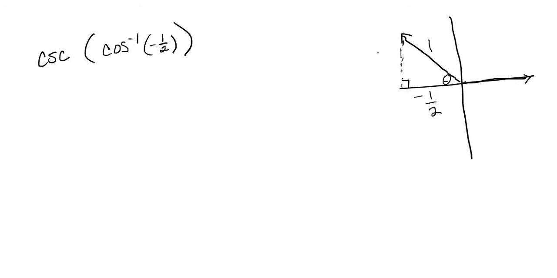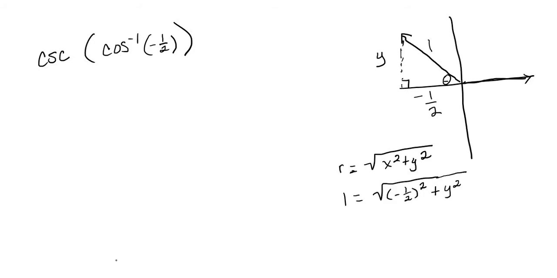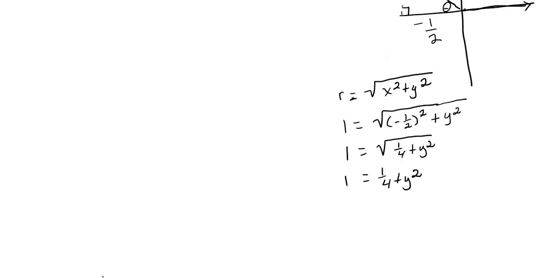This leg of my triangle I'm going to label y. From my reference sheet I have this formula, so I'm going to plug in what I know. Now I need to solve this equation. You can see I've simplified what's under the radical. Now I need to square both sides of my equation. Then I subtract 1/4.